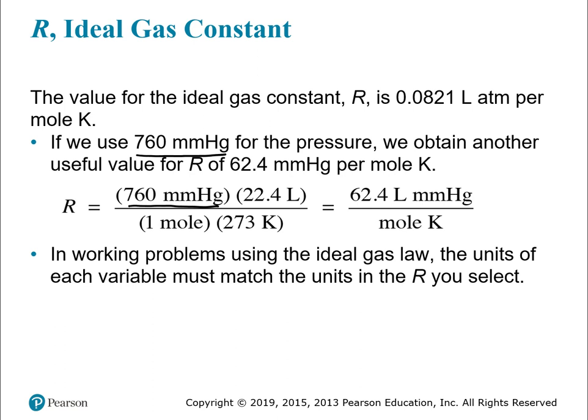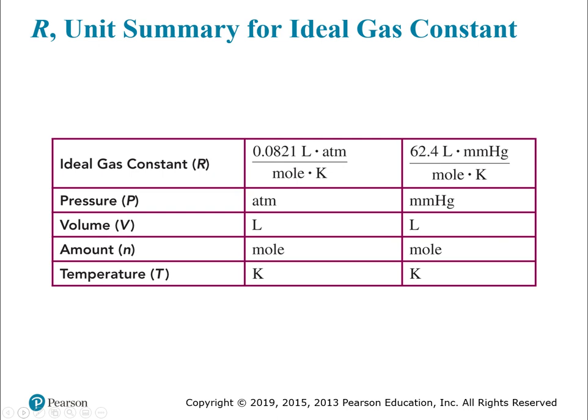When you're working on problems with the ideal gas law, the units of each variable have to match the units of the R that you select. So if you're given a problem with the pressure in atmospheres, you should use the appropriate R value when you're solving. This table just summarizes the units for the R, which is the ideal gas constant. You don't need to memorize it. It will be provided for you on the exam.